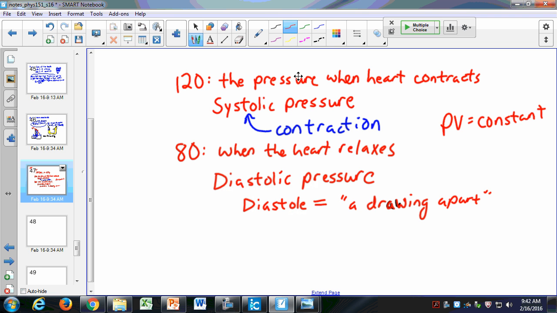Okie dokie. So we can think of this in terms of Boyle's law. We can also think of it in terms of Pascal's law. Do y'all remember what Pascal's law said? It had to do with the hydraulic lift. The hydraulic lift comes about because of Pascal's law. You recall? It's okay if you don't.